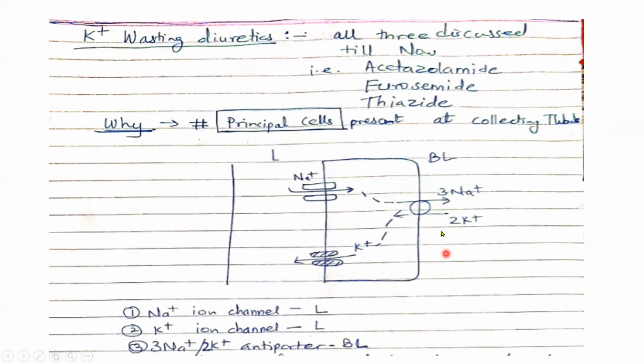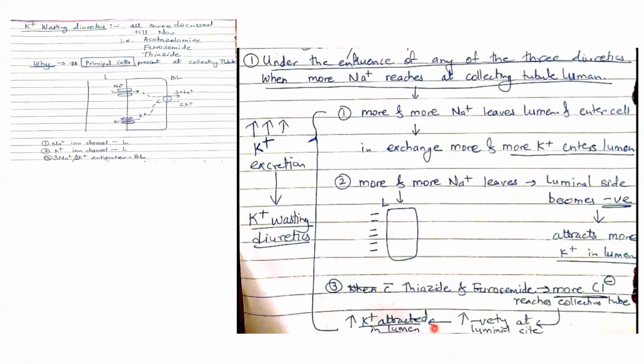This is the luminal side, this is the basolateral side. Another transporter which is present and now very familiar to us is the sodium potassium ATPase, which allows 3 sodium to go out, 2 potassium to come in. So this is what happens at the principal cell. Okay. So as a consequence, what will happen? Under the influence of any of the 3 diuretics, more and more sodium will reach the collecting tubule.